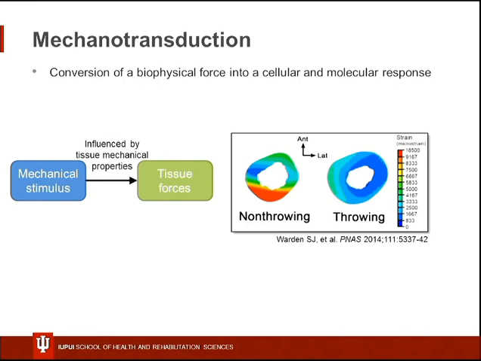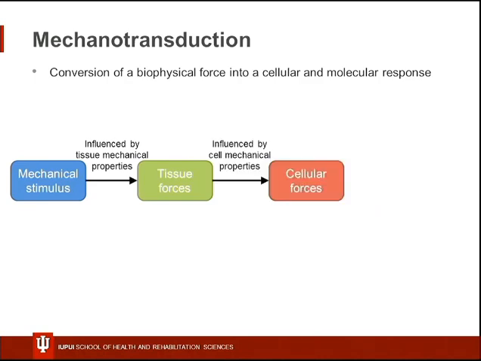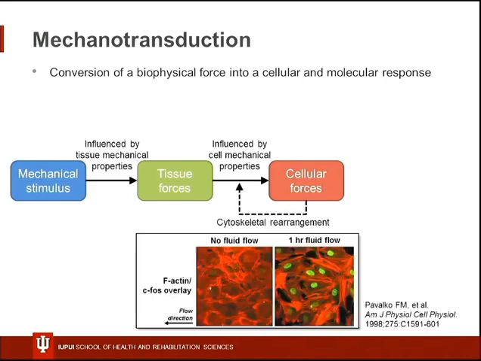You apply those same forces to his non-throwing arm, his arm would break, right? So if we put the same forces that a Major League Baseball player generates onto your humerus, your arm would break, right? So they've adapted over time to reduce the stress and strains within the tissue. Those tissue forces then go and generate cellular forces, and they're influenced by mechanical properties of the cell.